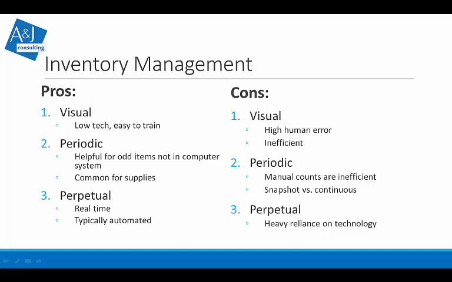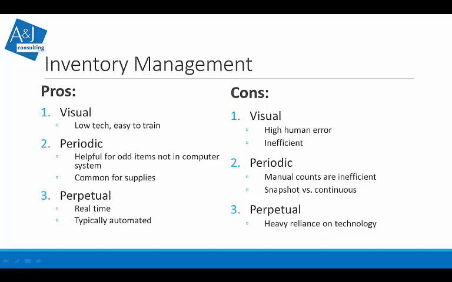So here we'll look at all these together. The pros of the three systems: the visual method is super low tech and easy to train. You basically say, when the drugs run out, you count whatever's left in your vial or in your stock bottle, and you reorder as needed.